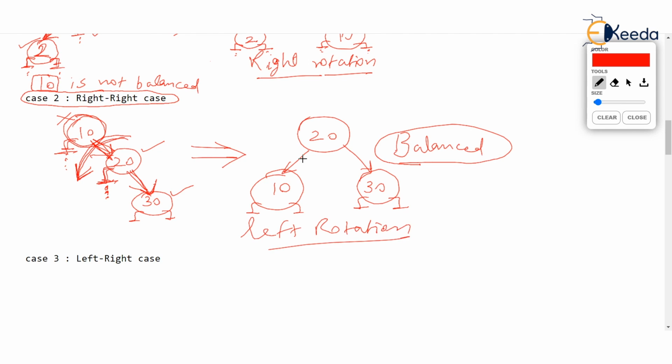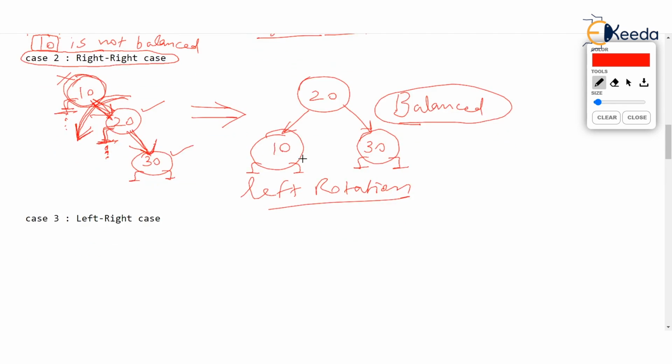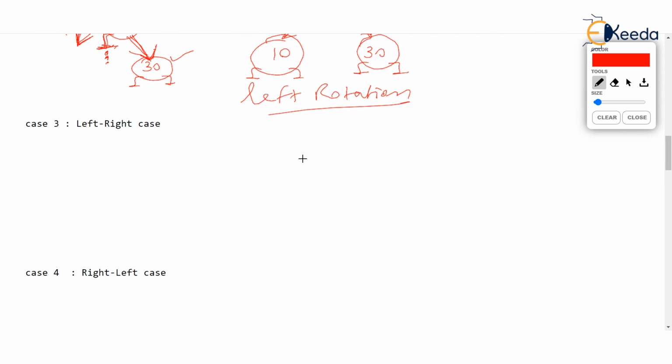Now let's come to the third case, left right. Many authors call it zigzag case also, left right. And left left and right right cases are known as zig zig case. Okay. When you will get left right case, if you have 10 and then you add 5, so 5 will go to the left of 10 and then you add, let's say, 8. Now you watch, this tree is also not balanced. Yes, the tree is not balanced.